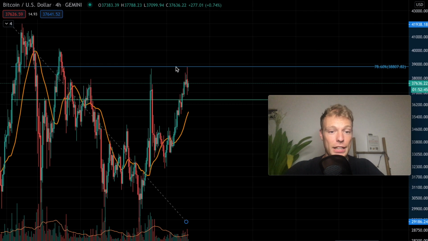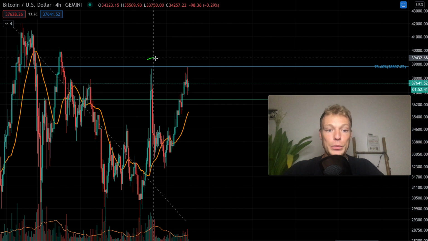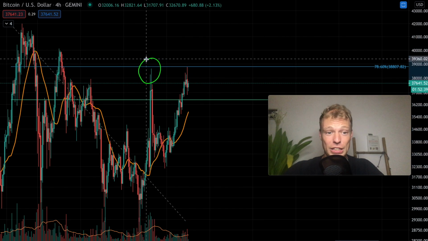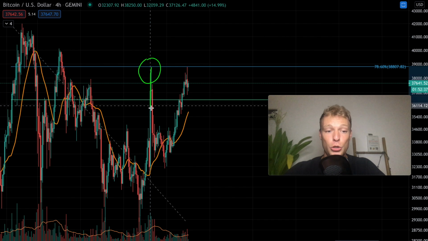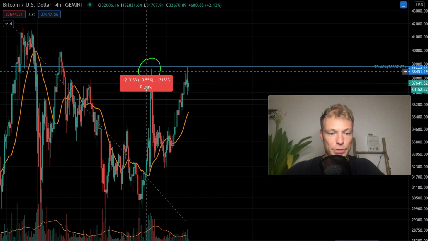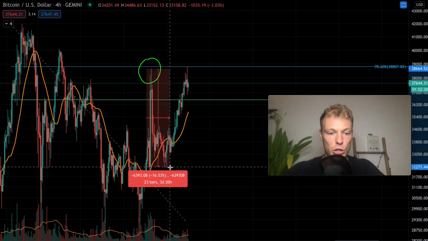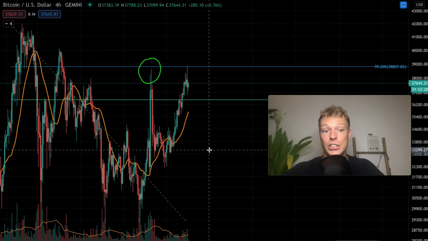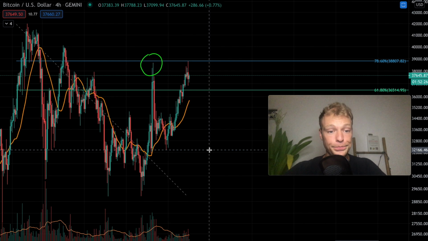But as you can see right here in the past, we have been getting a lot of resistance from the 78.60%. We touched it right here. We saw a huge dump. Bitcoin dumped approximately from the touch of the 78.60%. We dumped approximately 16%, which is actually quite something.